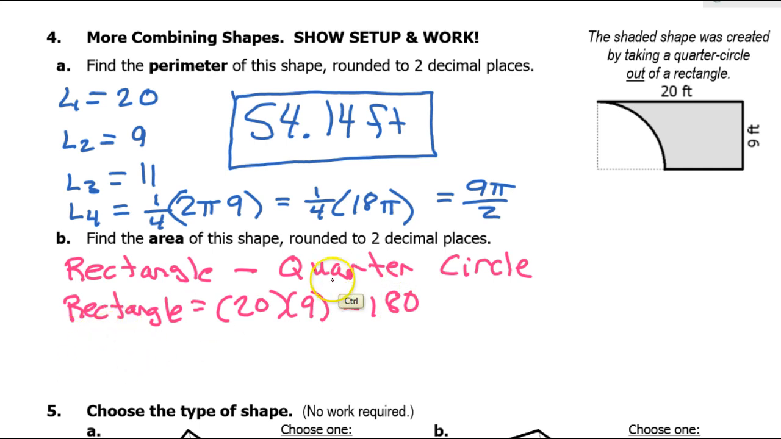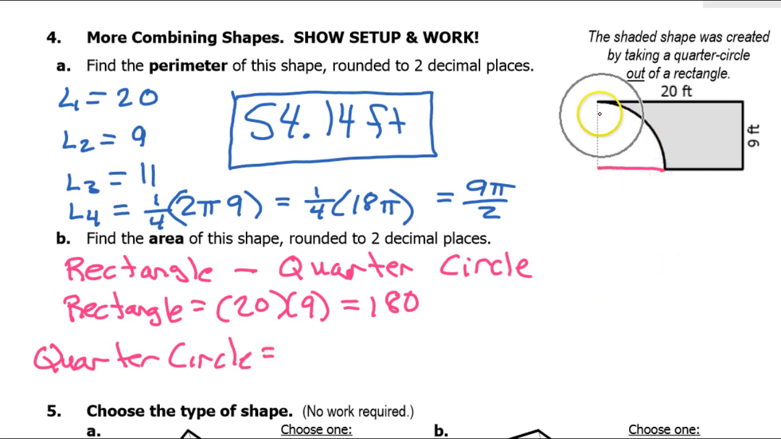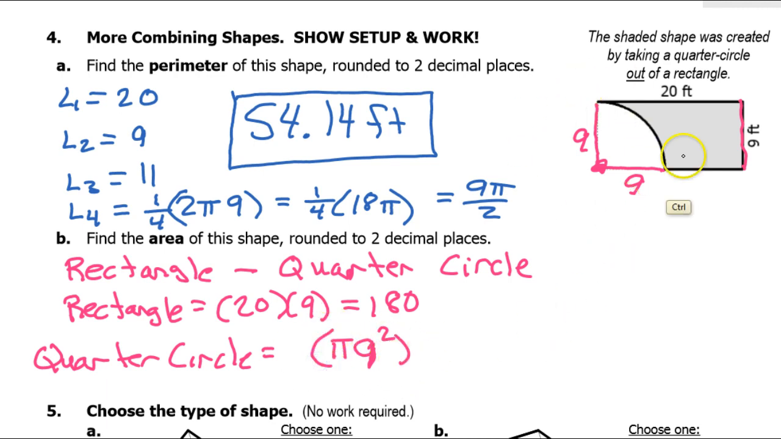Now let's find the area of the quarter circle. Okay, don't forget that we know that the radius of the circle is 9 because this is 9. So the area of a circle is pi r squared, so that would be pi 9 squared. But that would be the area of an entire circle. This is only a quarter of a circle, so that's going to be 1/4.